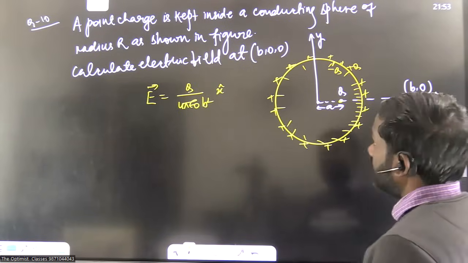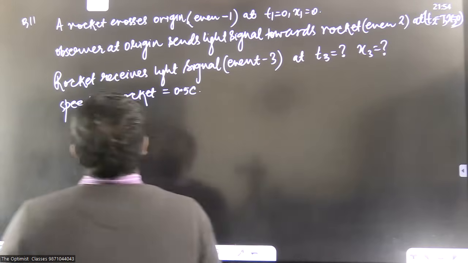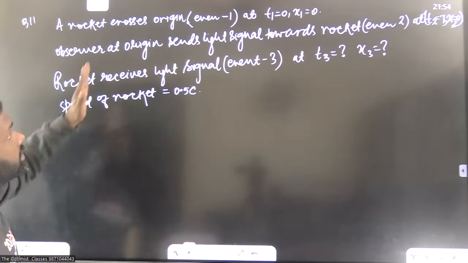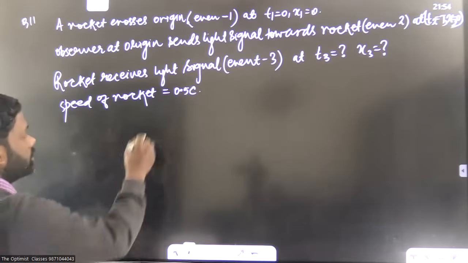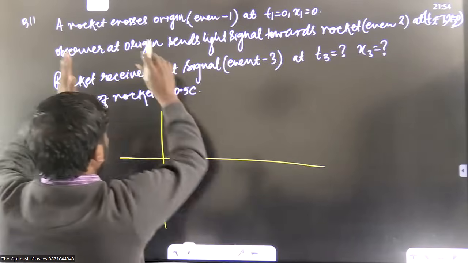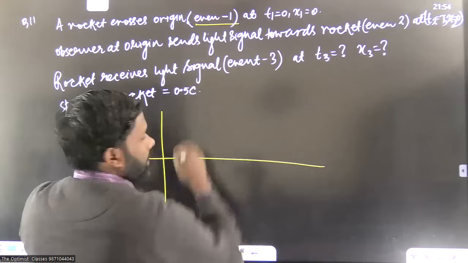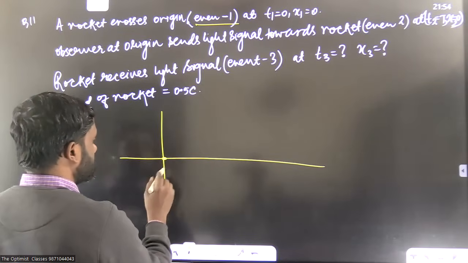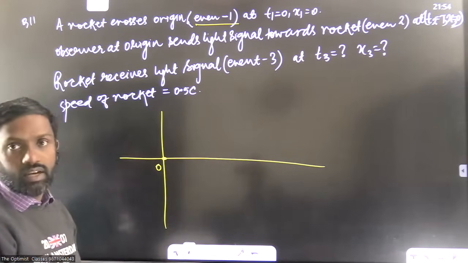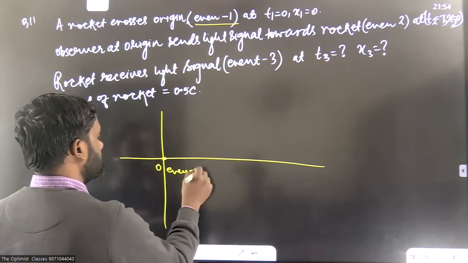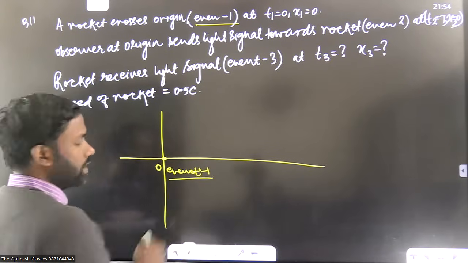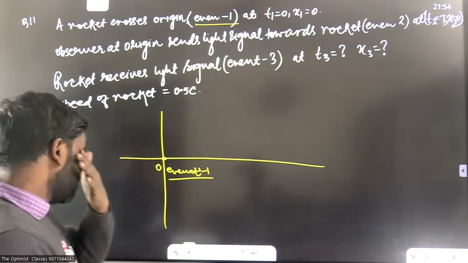All right, now another question. It says a rocket crosses the origin at t1 equal to 0 and x1 equal to 0. The crossing of the rocket is being called event 1. Suppose this is the origin and a rocket crosses it; that is event 1. So event 1 occurred here. This is what I think the question is.